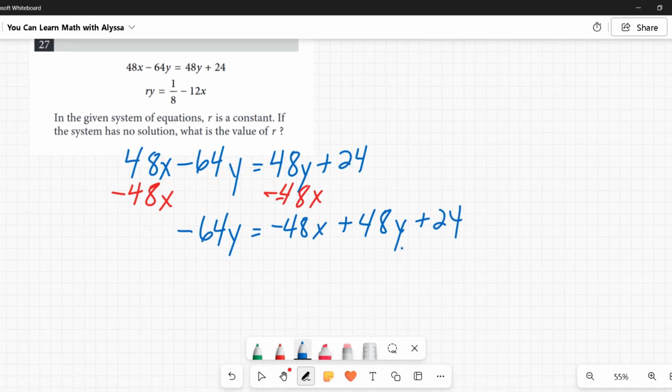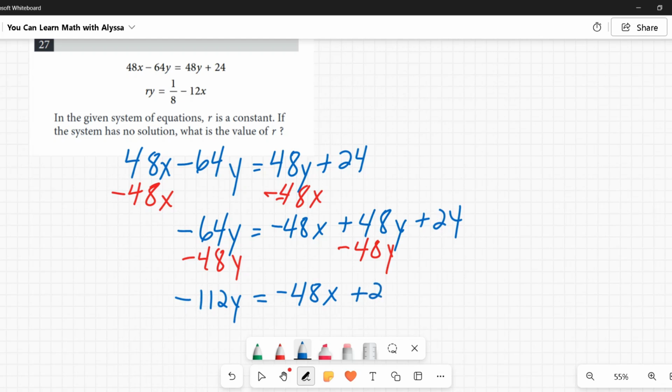And then next step, I'm going to get these 48 y's and move them over to the left. Since we have here adding 48y, I'm going to do the opposite. I'm going to subtract 48y, and that will effectively move it to the left and get rid of it on the right. So on the left, negative 64y plus a negative 48y is negative 112y. And then on the right, I have negative 48x plus 24.